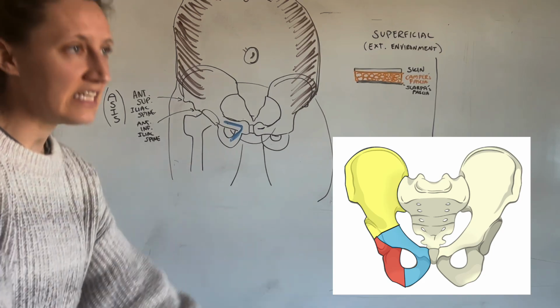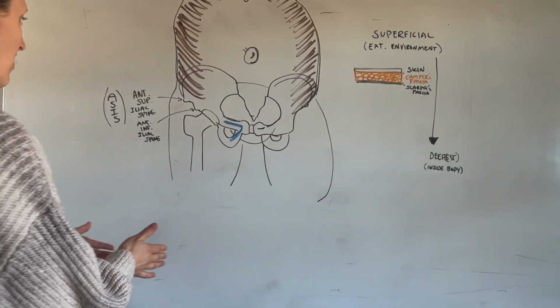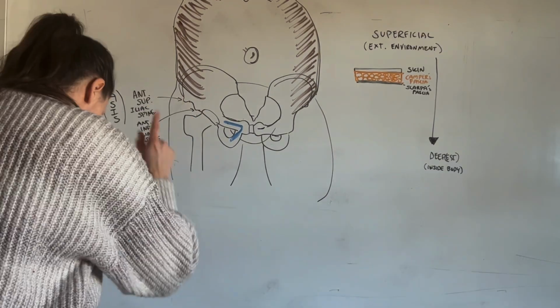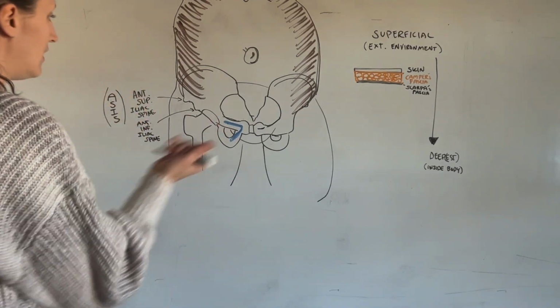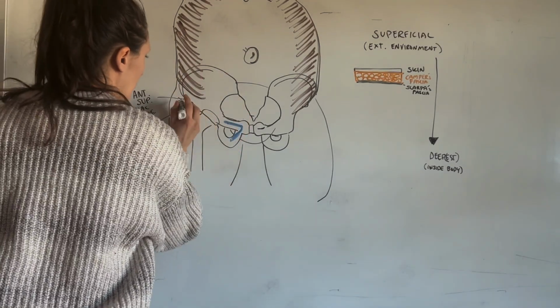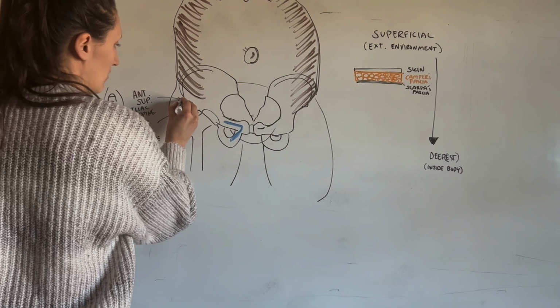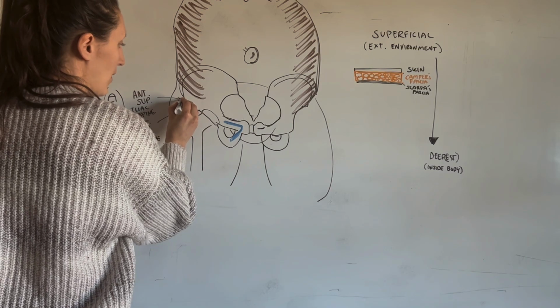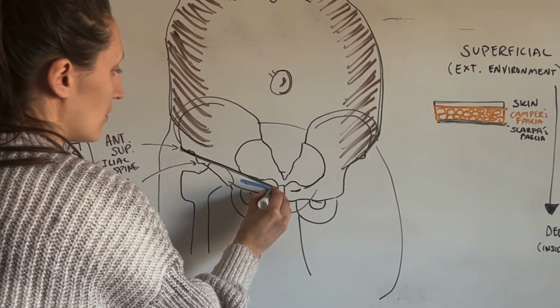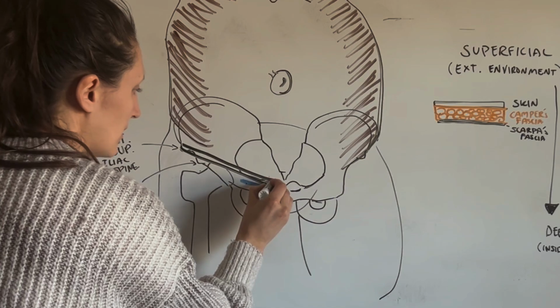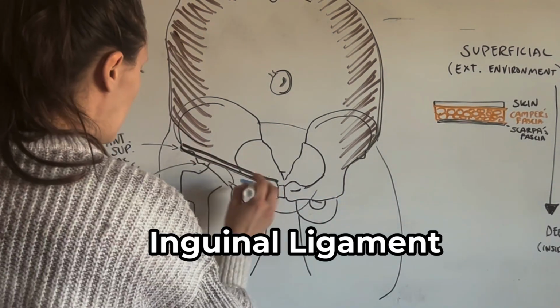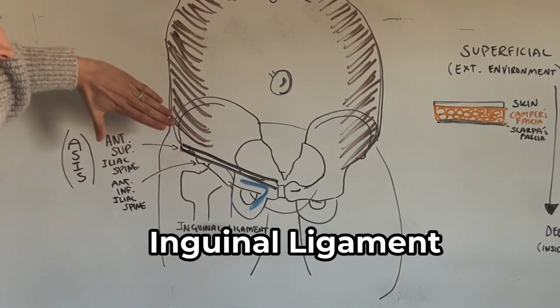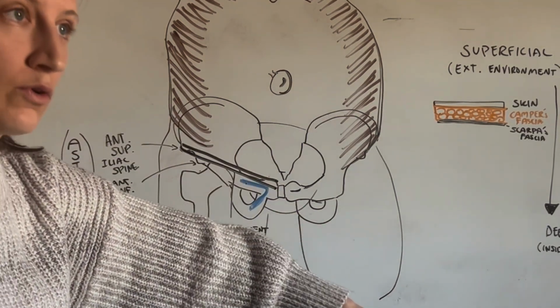The ASIS is a findable structure. Some people, you can see their ASIS if they're very, very thin. So you can find that ASIS, and why I'm talking so much about it is because there is a ligament here. And this ligament has everything to do with what we're about to talk about. There's a ligament that runs from the ASIS, bone to bone, because it's a ligament, to the pubic tubercle. ASIS to pubic tubercle. What ligament is that? It's your inguinal ligament. So this is my inguinal ligament. That is the floor of my inguinal canal.